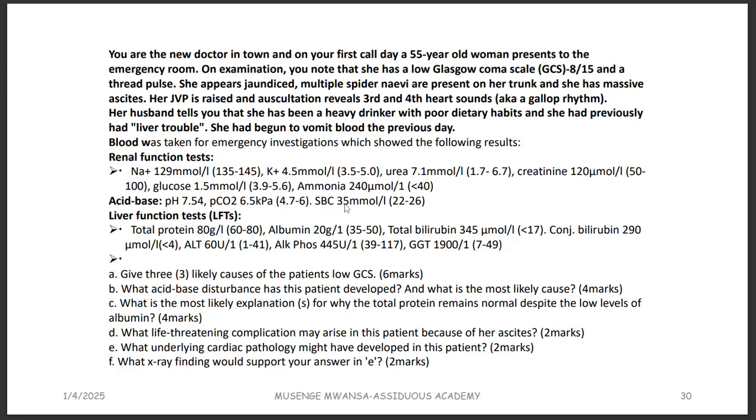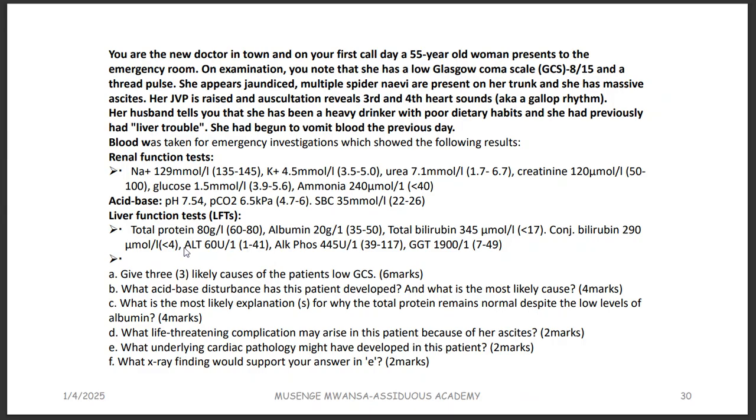SBC is 35, so the standard bicarbonate is actually high. Liver function test: the total protein is 80, which is normal. Albumin is 20, which is low. Total bilirubin is 345. That is too high. Conjugated bilirubin is 290. That is also high.